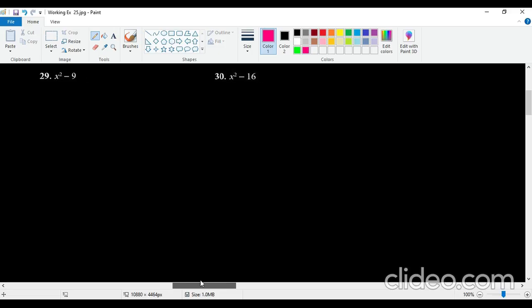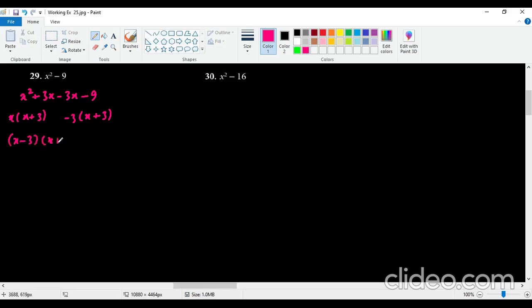For the next question, I know 3 times 3 is 9. So I will write x plus 3x minus 3x minus 9 are the factors, and x plus 3 in one bracket, another bracket also the same thing, and minus 3 in the middle. So x minus 3 and x plus 3 in another bracket.